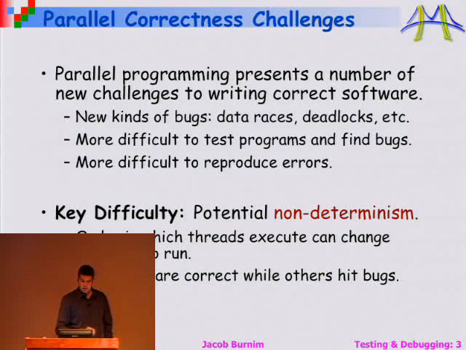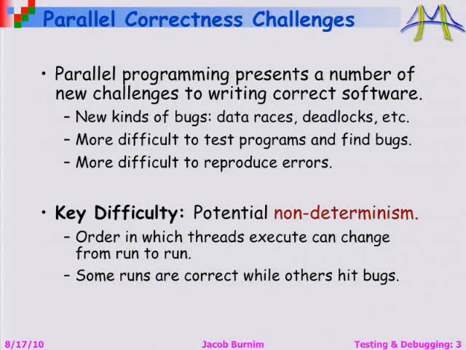Okay, so one point that's come up a number of times over this course is that parallel programming presents a number of new challenges to writing correct software. We have new kinds of bugs: data races, deadlocks, memory consistency errors. And as a result of these bugs and other issues, it's much more difficult to test parallel software than it is sequential software. And when we find errors, it's also more difficult to reproduce them and to fix them.